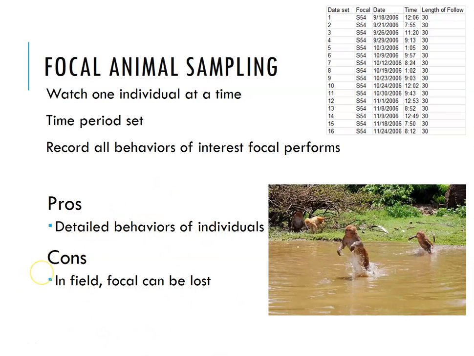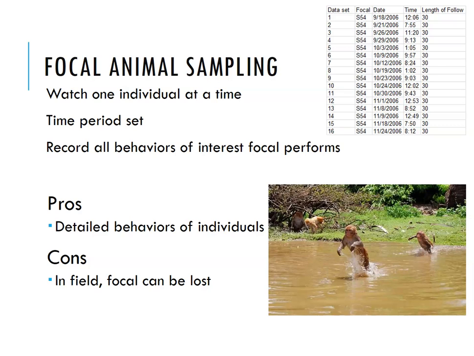In the field, it can be difficult to follow one individual. If they're going off on their own, you wouldn't walk after them. You wouldn't want to influence them. So you might not be able to watch them for the entire sample period. The other con, which I did not list here, is that you may miss interesting behaviors of the other animals that are happening.